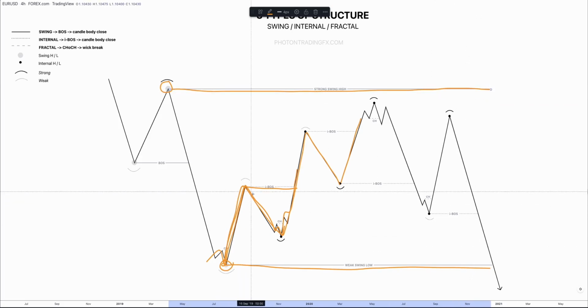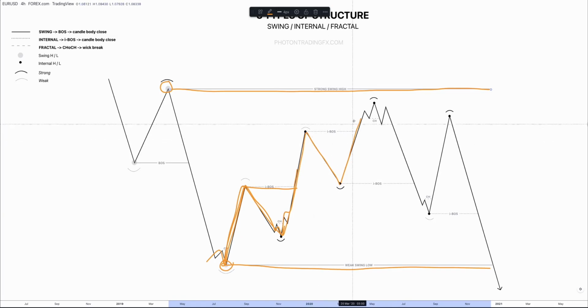So when the internal structure shifts bullish, when we get that bullish IBOS, right, that's just the internal structure shifting bullish to facilitate a swing pullback, okay? But the whole time, the swing structure is bearish. So what this means is that the internal structure is not aligned with the swing structure, because the internal structure has to shift bullish to facilitate that larger swing pullback, okay?